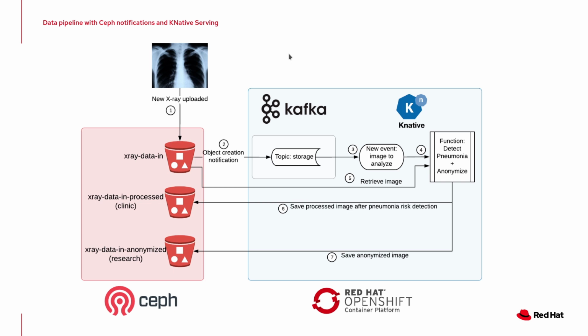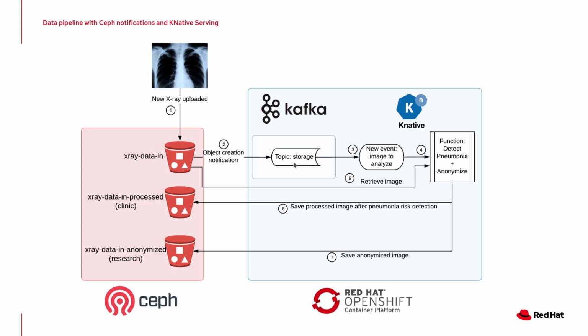Okay, here is how this demo will work. We will have a new X-ray image that we will upload to a Ceph bucket called X-ray data in. This bucket is configured with a notification that sends a message to a Kafka topic whenever something happens inside this bucket. So here, when we create this image, there will be a notification sent to the storage topic telling us that there is a new image that we have to take care of.